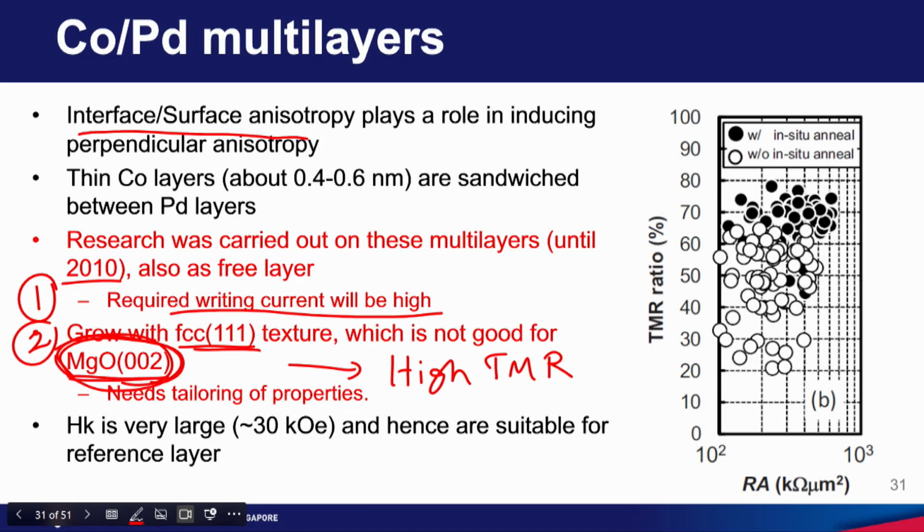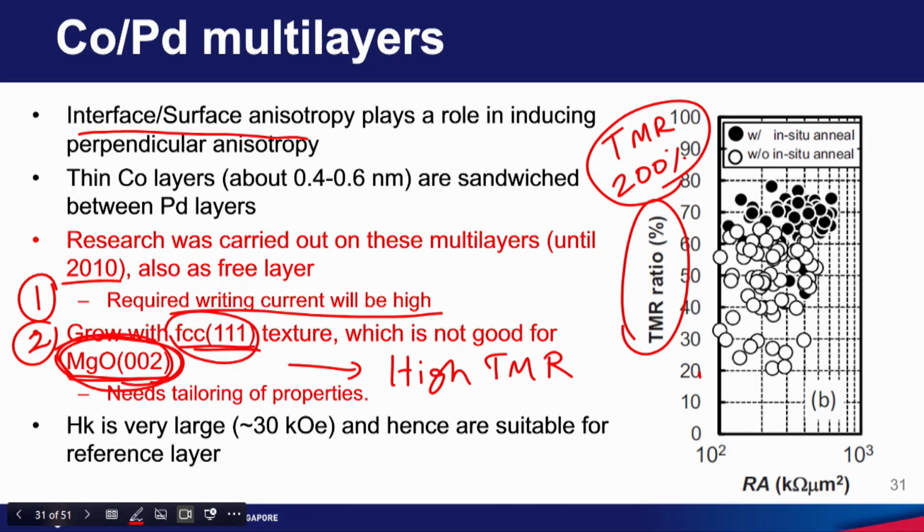So you notice that in all these cobalt palladium multilayers, TMR ratio is very low, around 20 to 70, whereas we are able to get around 200% TMR in current products. Okay, so comparatively you notice that these TMR values are not good. That's because the crystal structure are different.